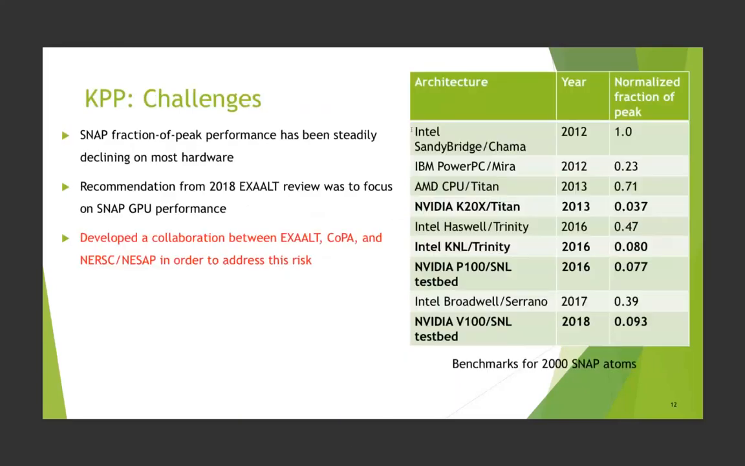Okay, so we also benchmark the snap potential on other hardware, and something that was very concerning to us is that on CPUs, the fraction of peak performance has steadily been going down. So if you look at the table on the right, we're taking Intel Sandy Bridge as the baseline, and if you compare the fraction of peak on the CPUs between Sandy Bridge and Broadwell, it's going down.